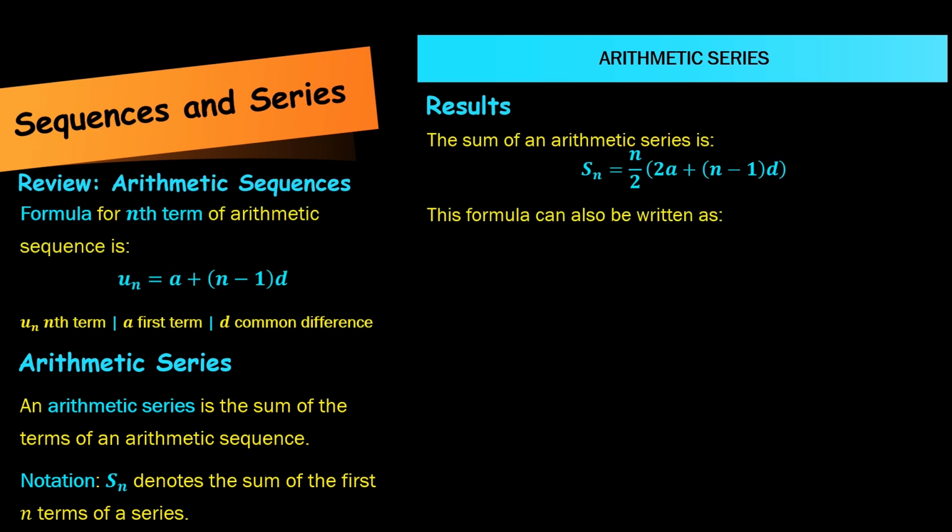This formula can also be written as Sn equals n over 2 times a plus l, where a is the first term and l is the last term. And this, of course, is the case for any arithmetic series.